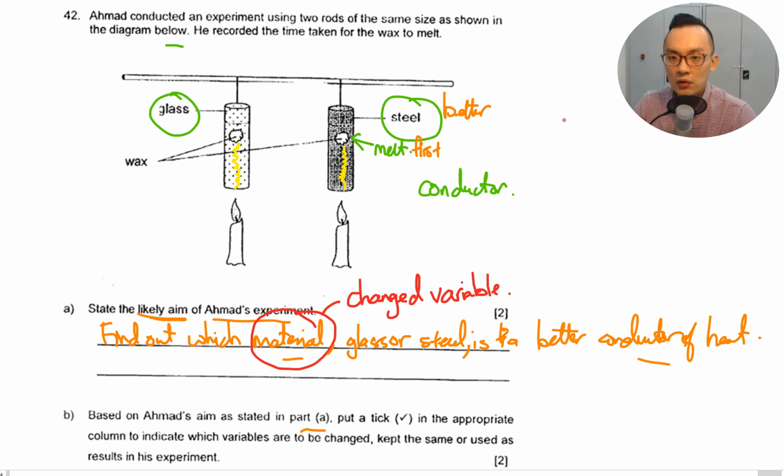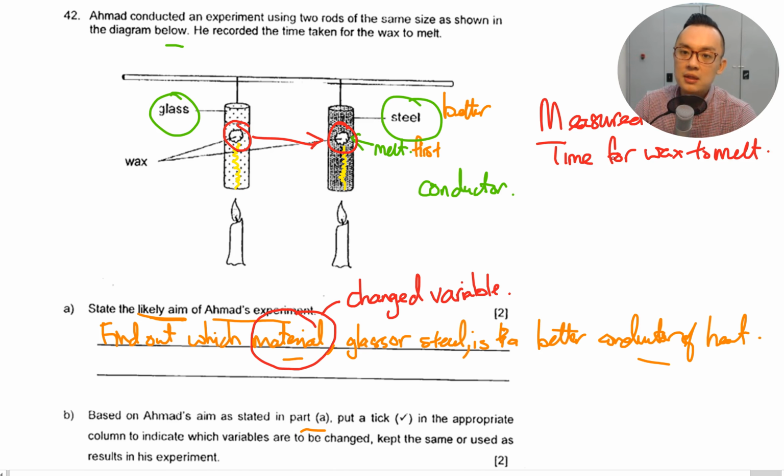And the measured variable should be the time for the wax to melt. Okay, so that should be the measured variable, the time for the wax to melt. The changed variable is material. Everything else should remain the same, be it the length of the string, the volume or the shape of the rod, or the size of the candle, or the heat of the candle. Everything else should remain the same.